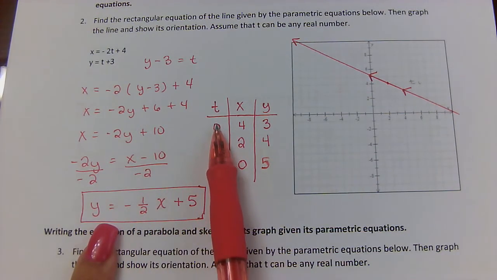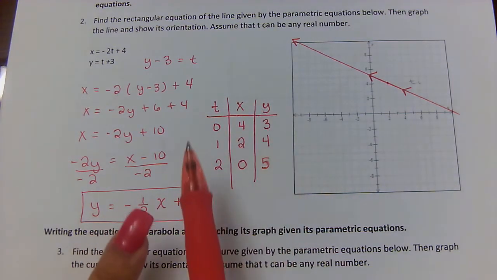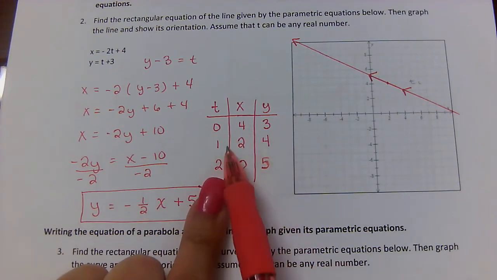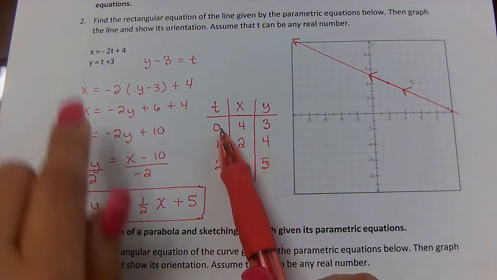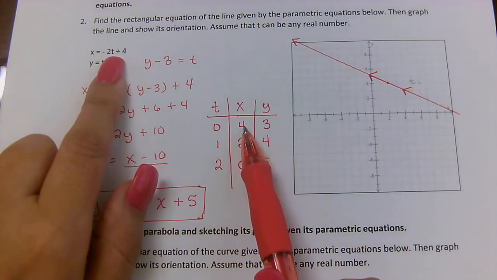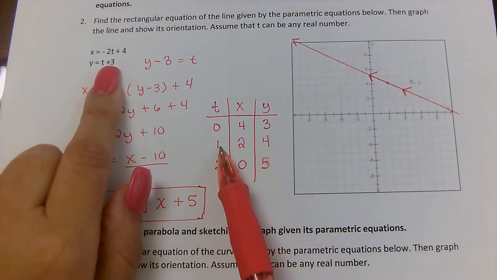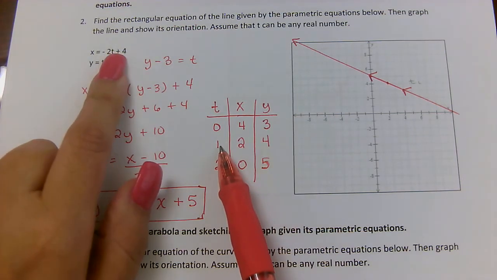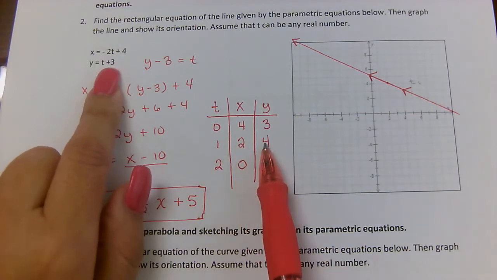And then I'm able to go ahead and put my t is equal to 0, 1, and 2 and solve for my x and y. I use the 0, 1, and 2 to tell me where I'm starting. So once I plug in t is equal to 0 here, I see x is equal to 4, and I see y is equal to 3. When I plug in a 1 for t, I see that x is going to be equal to 2, and then y will be equal to 4.